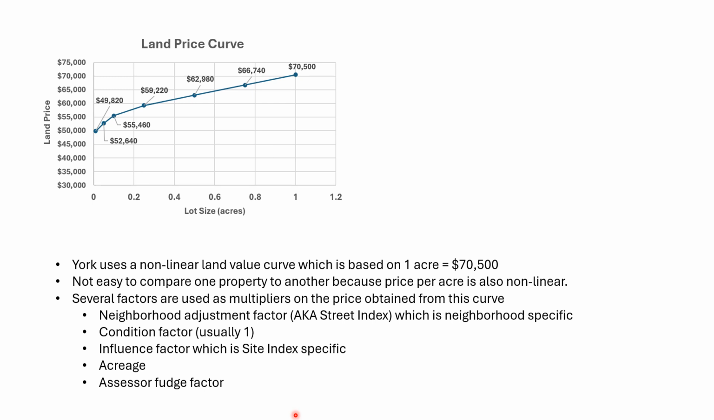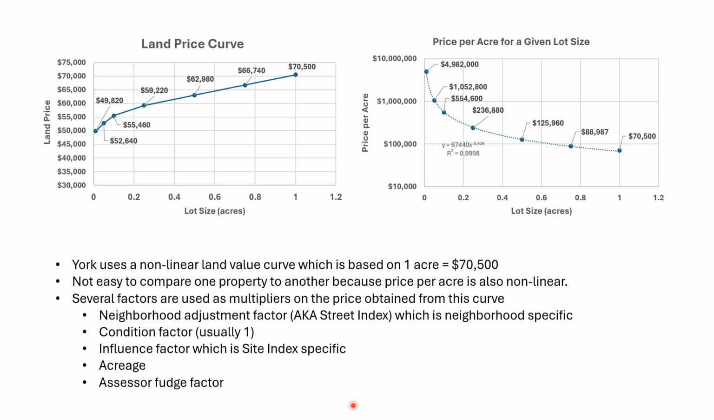Another way to look at it is to look at the price per acre for a given lot size, and you see it's, again, a power curve. For somebody with a tenth of an acre, if you calculated the per acre price, it's almost $5 million compared to the 1 acre lot, which is $70,500. So it doesn't make sense to compare your land to your neighbor's directly. You need to go through the calculation.